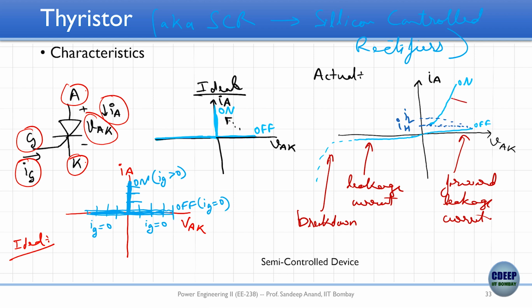So, this represents the forward voltage drop, and this is of course in the on state, that means Ig is greater than 0. Alright, what happened? Is this okay?